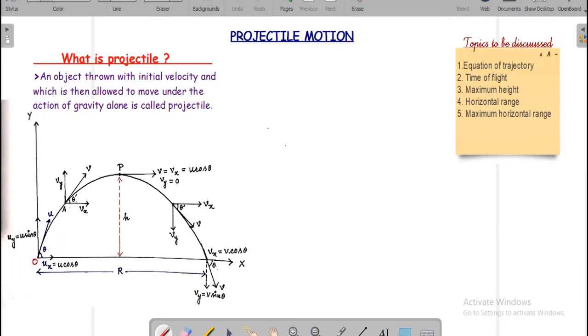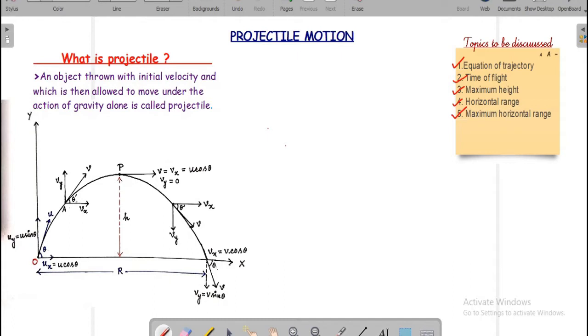Hello students, today I am going to discuss projectile motion. In this topic, we will discuss equation of trajectory, time of flight, maximum height a projectile reaches, horizontal range, maximum horizontal range. Now the question is, what is a projectile?